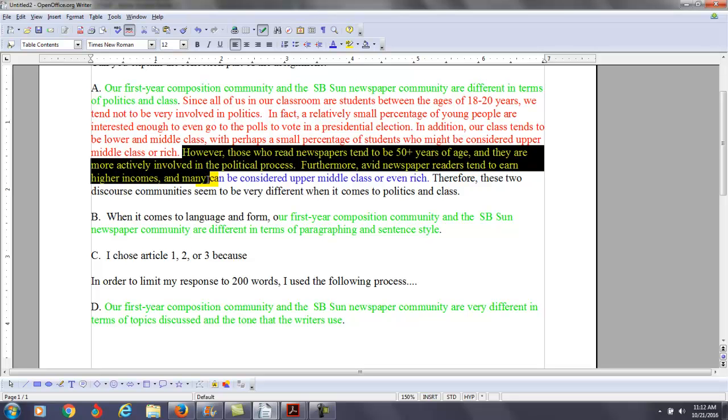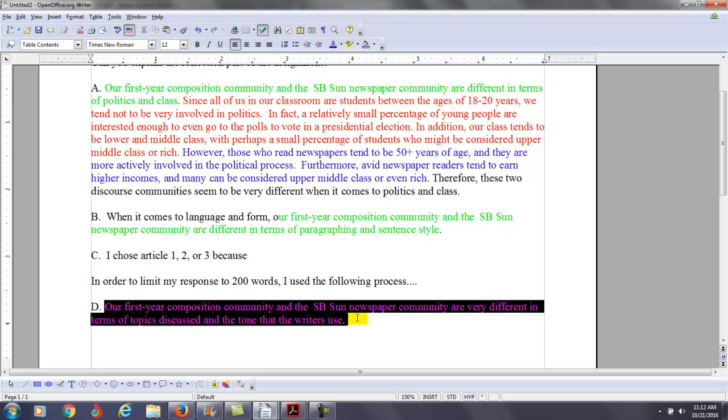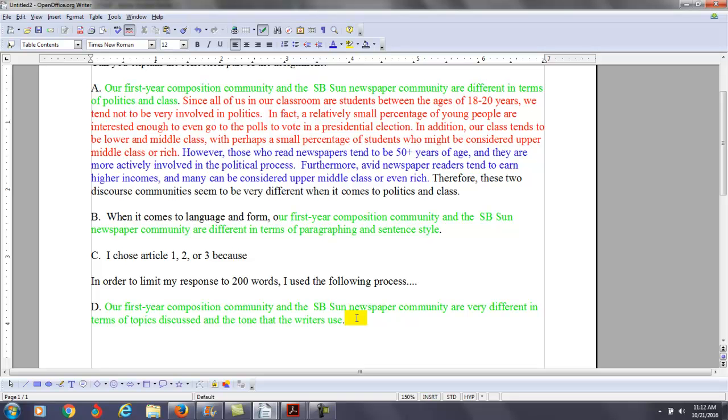Now, also the tone. In newspapers, it tends to be less formal. So writers tend to write in that manner in the newspaper community. So what you have to do here is you have to write approximately 100 to 150 words illustrating these points that we stated in this particular topic sentence. And that's how you want to answer Part D of the reflection.